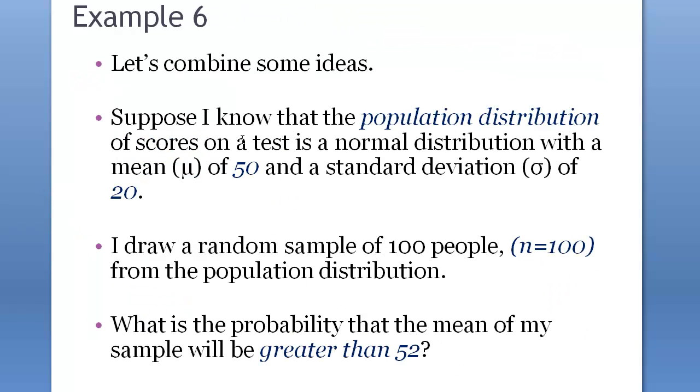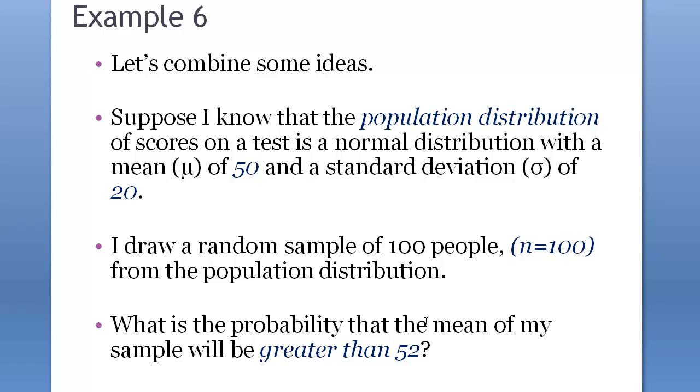Let's keep doing that. Okay, suppose I know that the population distribution of scores on a test is a normal distribution with a mean mu of 50. It's a population this time, so don't be confused with the previous examples. The mu is 50, and the standard deviation of the population is 20. And you draw a random sample of 100 people from the population distribution. What is the probability that the mean of my sample will be greater than 52?